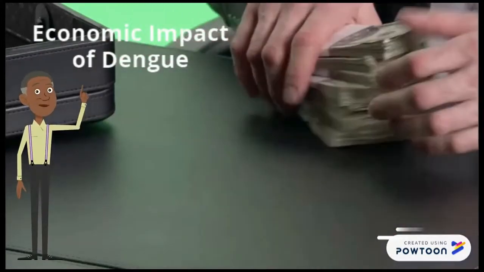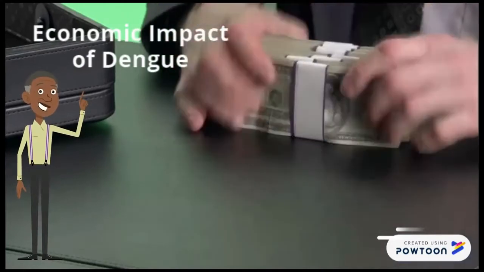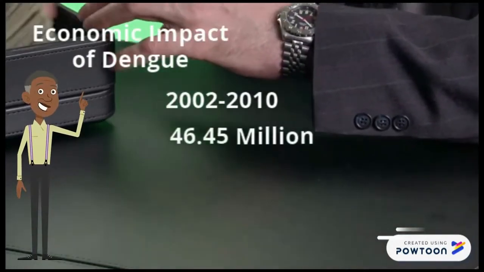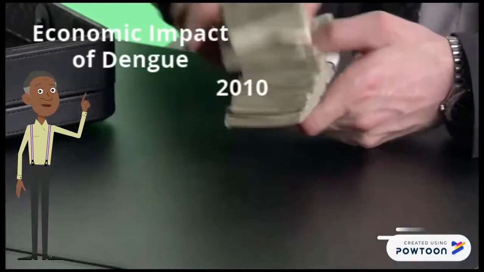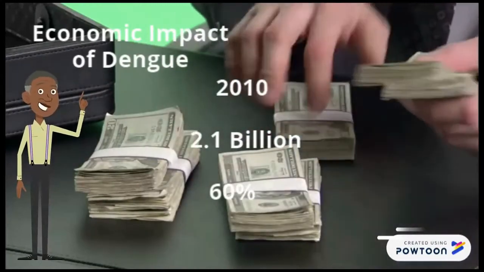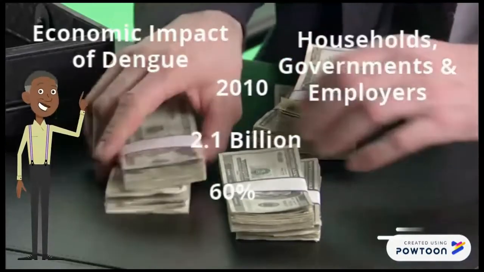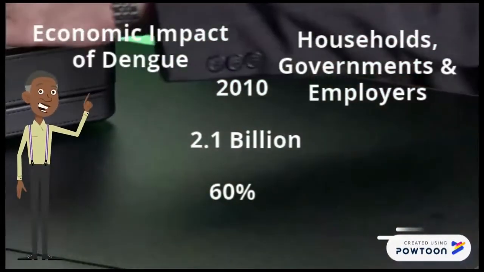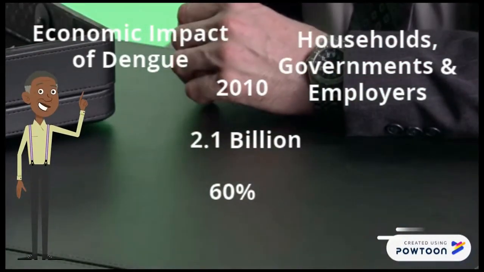The total annual cost for dengue and control program vaccines and antiviral drug developments between 2002 and 2010 was $46.45 million. In 2010, the annual cost increased to $2.1 billion, and 60% of these costs come from indirect costs affecting households, government, and employers. And in addition, the costs for medication and transportation were unaffordable for people with low income.